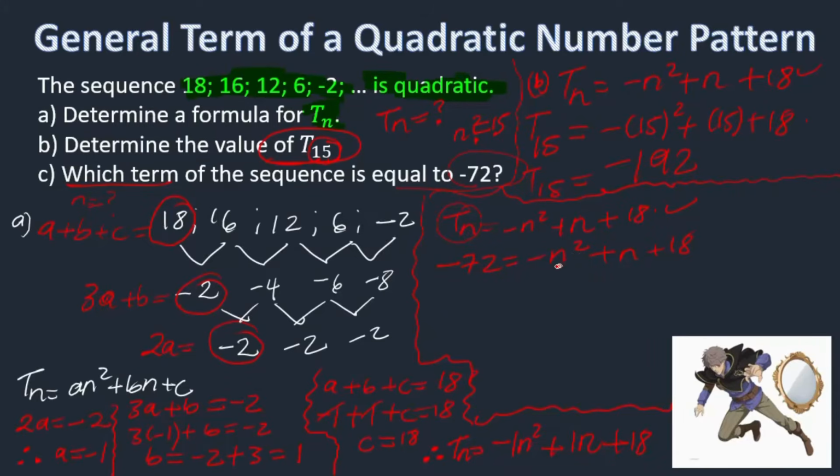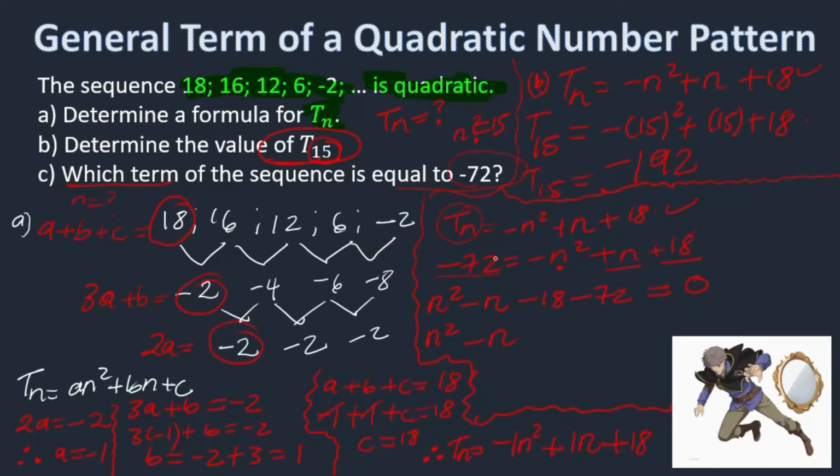I'm taking this -n squared to another side, which becomes +n squared. I take this to another side, it becomes -n. I'll take 18 to another side, that's -18. And -72 was already on the left side. So -72 equals, here on the right side, I no longer have anything, 0 there. So I have n squared minus n.